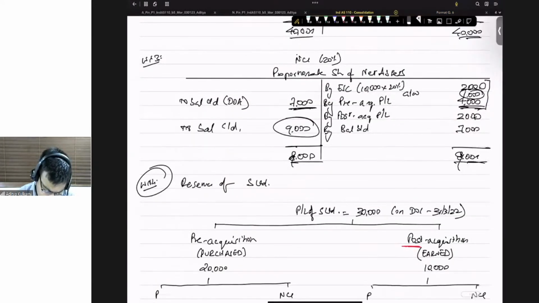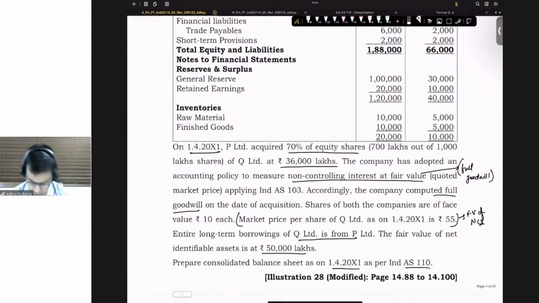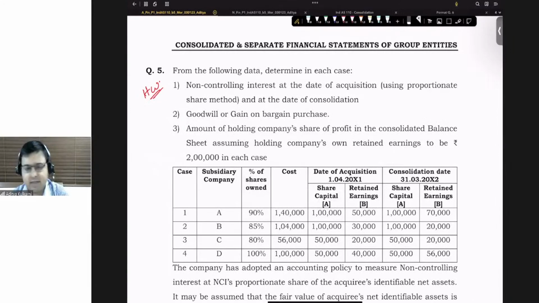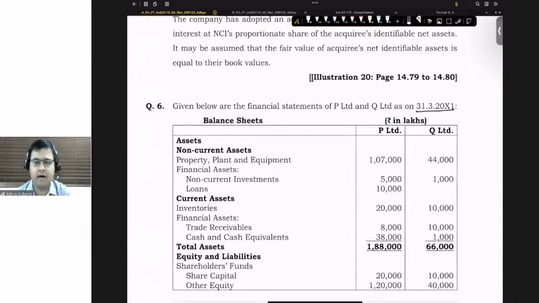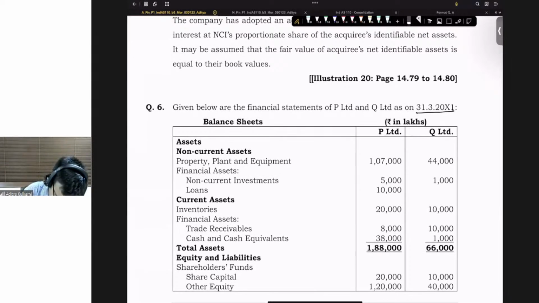Coming to the question now, look, P Limited acquired 70% of equity shares at 36,000 lakhs. Clearly, this entry is not passed in these financial statements. This entry is not passed because this is on 31st March, the day before. Immediately next day, the acquisition is happening. So P Limited acquires the investments. So what will be the entry? The entry in P's books will be investment account debit to bank.